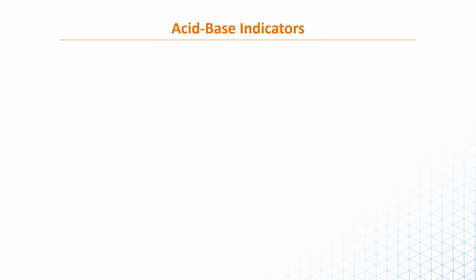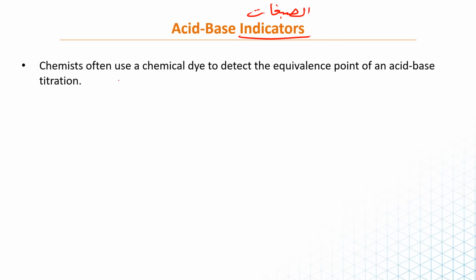Okay. So acid base indicators. So chemists often use a chemical dye to detect the equivalence point in an acid base titration.